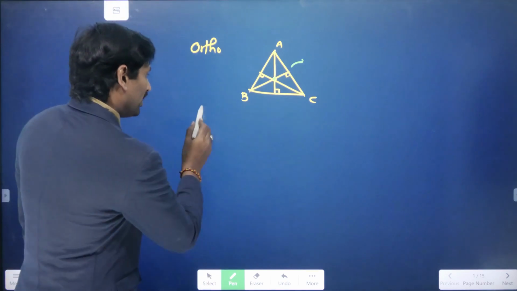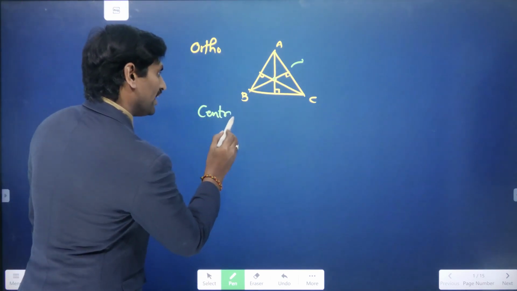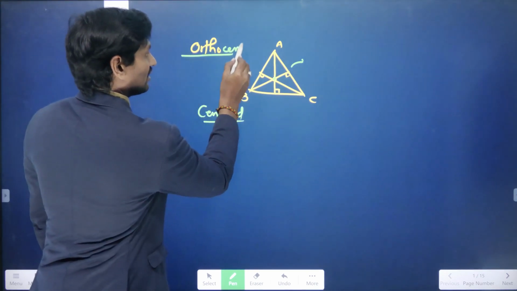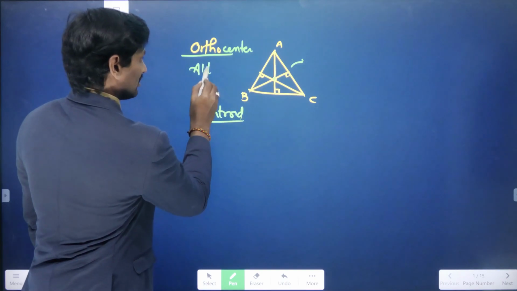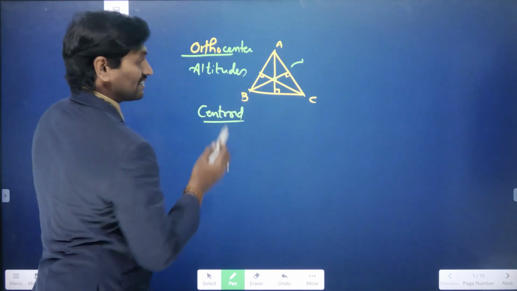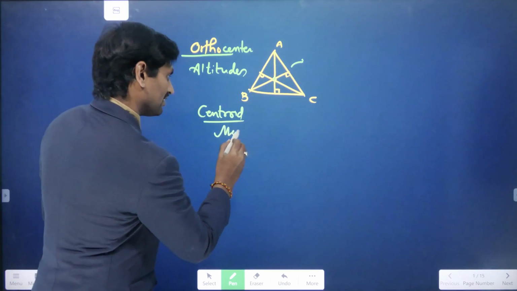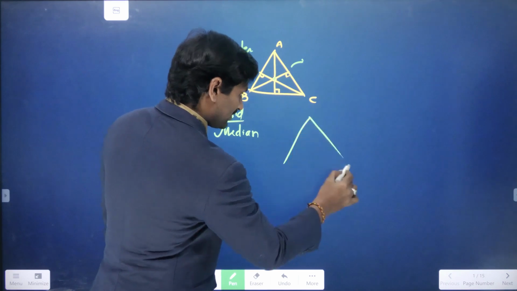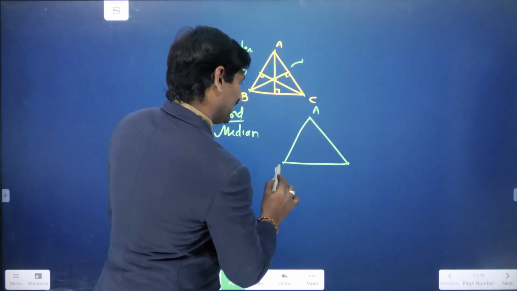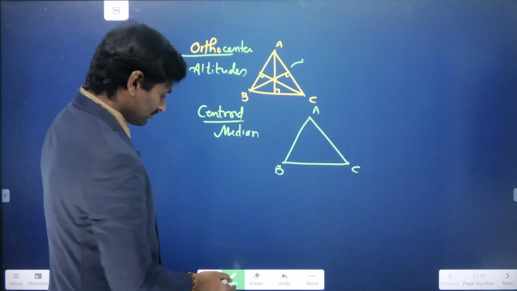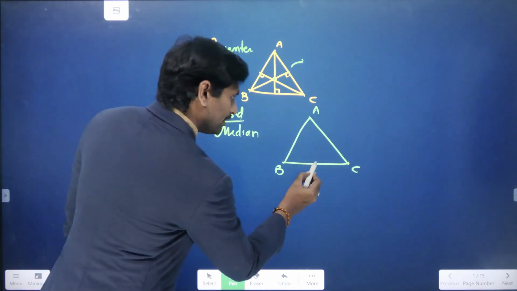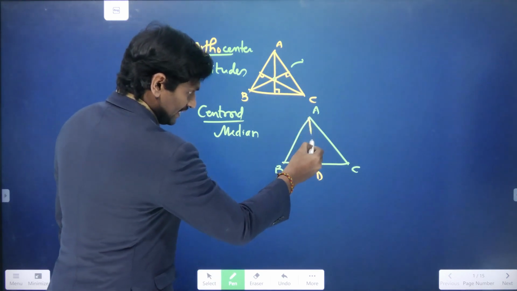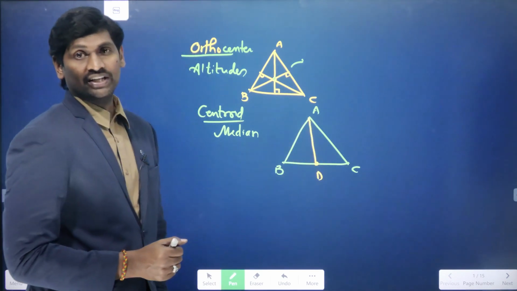Okay. Now what about centroid? Centroid is formed by medians. Orthocenter is formed by altitudes, and centroid is formed by medians. Okay. What is a median? A median is a line segment which is drawn from a vertex to the opposite midpoint. That means when you take the midpoint here, A to D, the line segment AD is called a median.